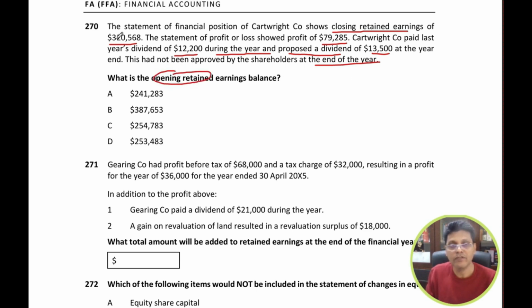Okay, so now you are given the closing retained earnings. If you want to identify opening retained earnings, whatever profit you earn, you have to add back to the opening retained earnings. It has to be profit or loss. If it is a profit, you need to add back. If it's a loss, you have to deduct. And whatever dividend paid during the period has to be deducted. Then you will arrive at the closing retained earnings.